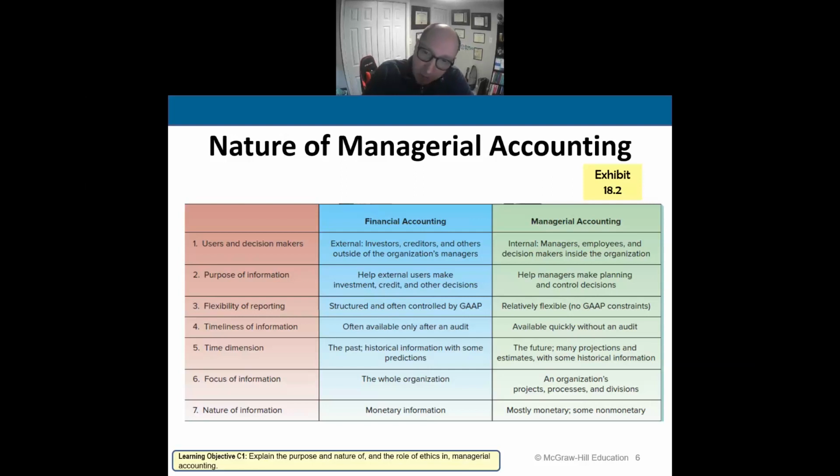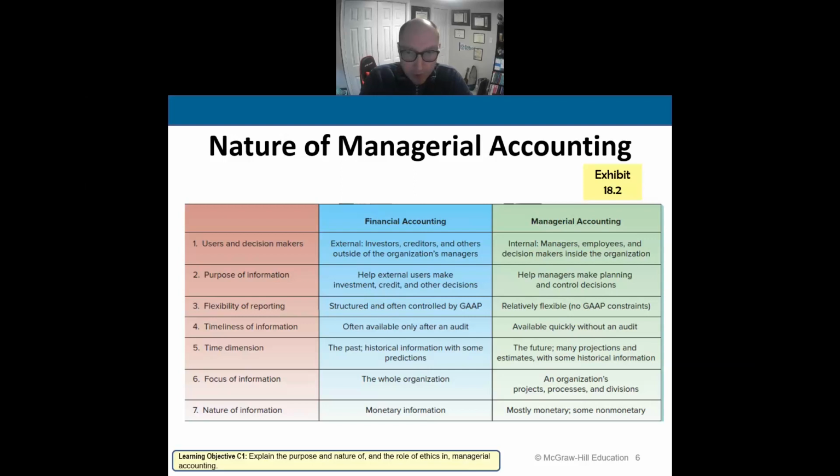But now here we are in Principles of Accounting 2, the second course in the sequence. In this course, we focus on managerial accounting. We're focusing on the decision makers, which are people inside the company: managers, employees. The information that we're preparing is to help the company, managers, and employees to make decisions, to control information.